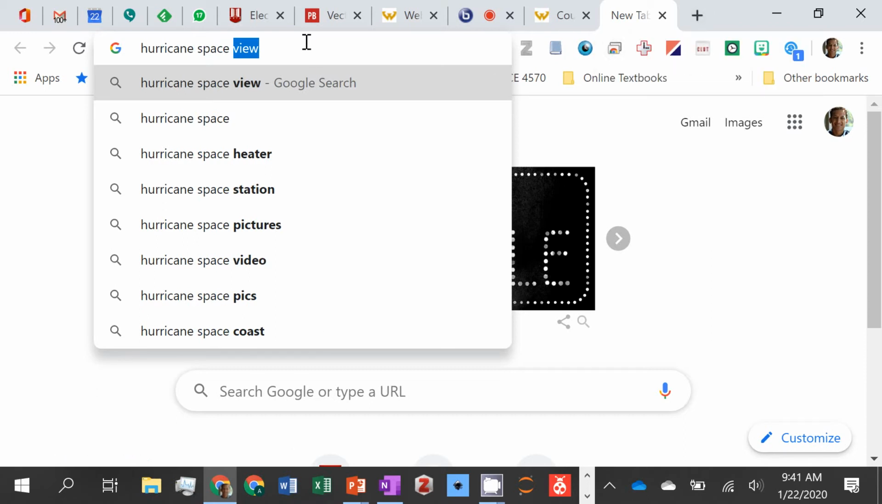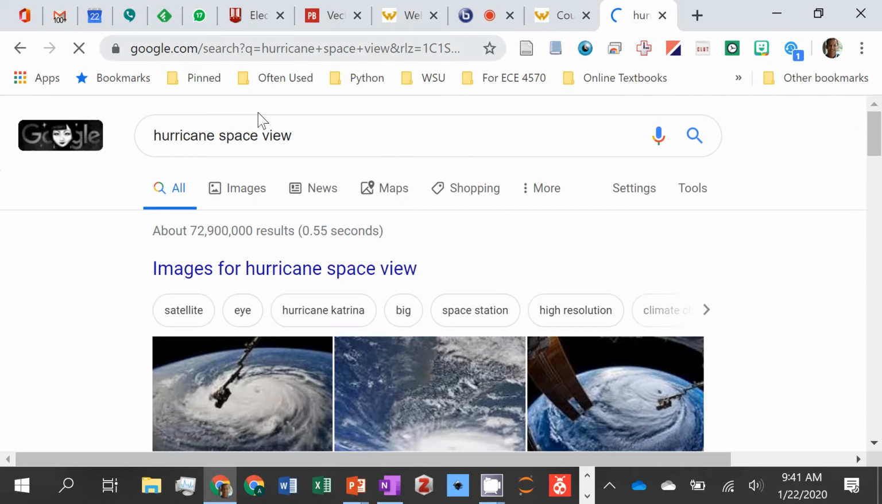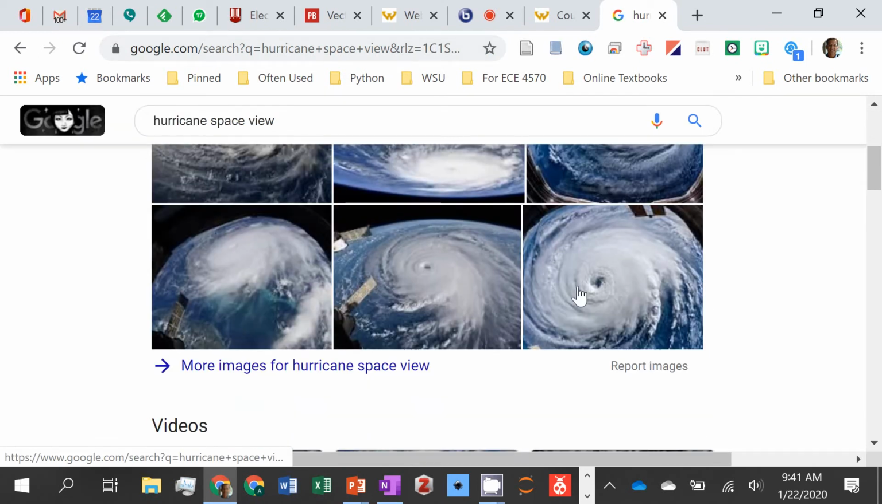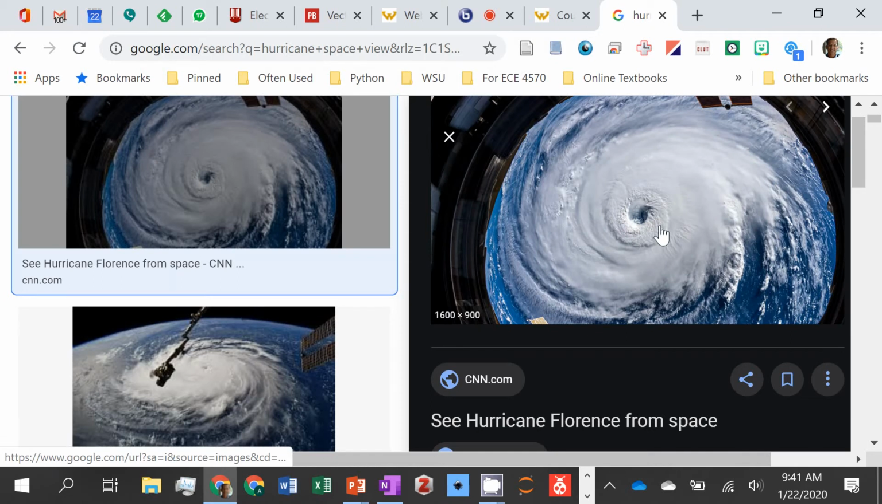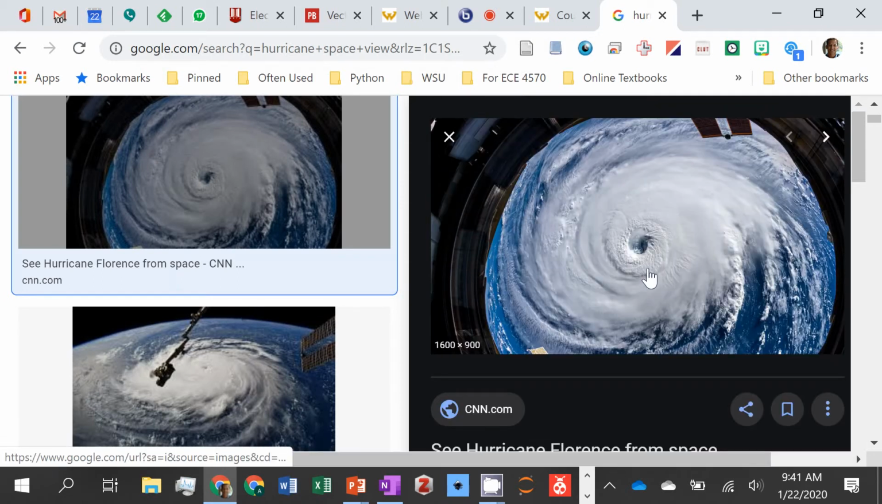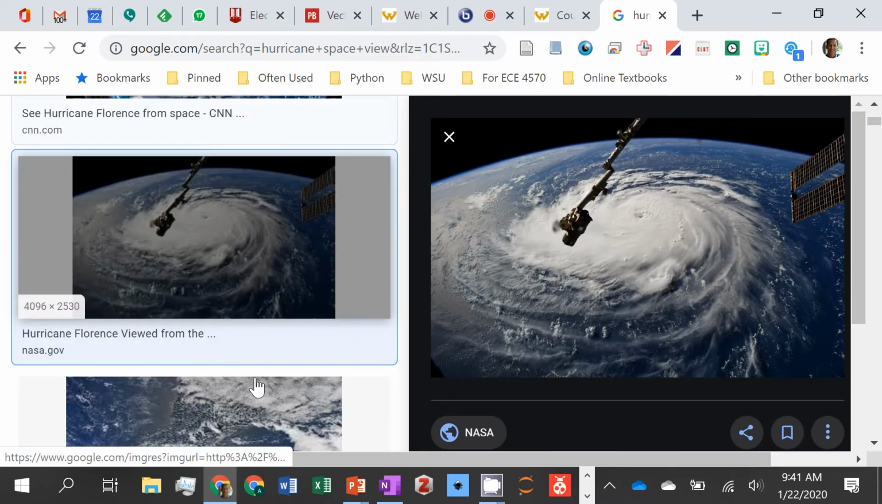I was going to put this on the slides, but if you've seen beautiful pictures like these, they are quite amazing. It shows you really the magnitude and the scale of what these hurricanes look like. These are from the space station. Here's another beautiful shot here.